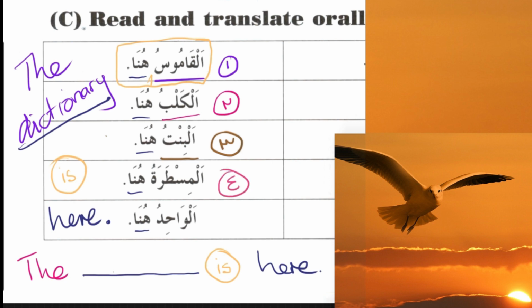أربعة, number four, المسطرة هنا, the ruler is here. طيب. And خمسة, number five, الواحد هنا. الواحد هنا means the one is here. The other one might be there, but the one is here.